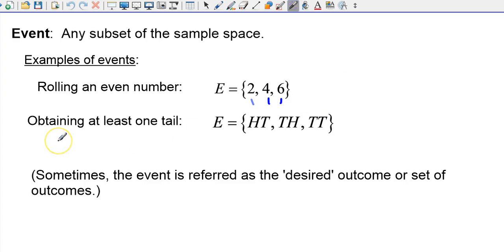Maybe we have a trial consisting of flipping a fair coin twice, and so we wanted to find the probability of obtaining at least one tail. So the outcomes which include at least one tail would be heads tails, tails heads, and tails tails. So those three outcomes would be in the event space.